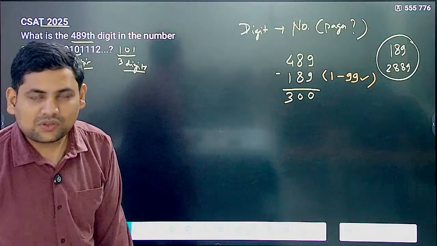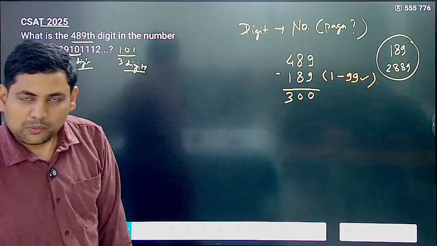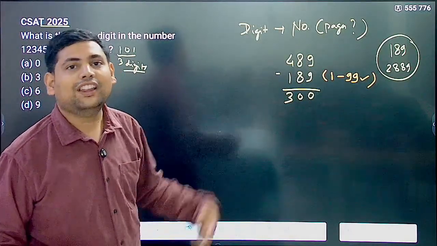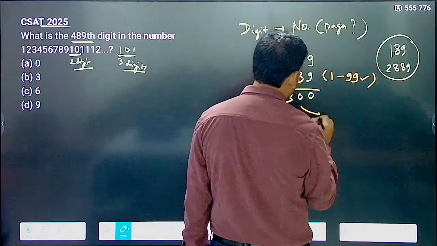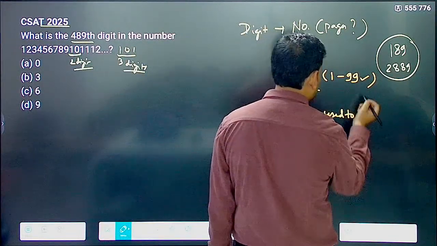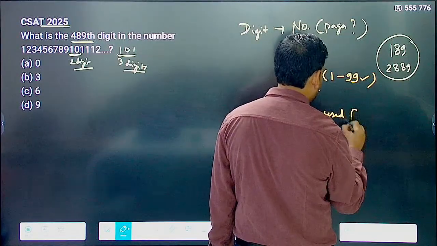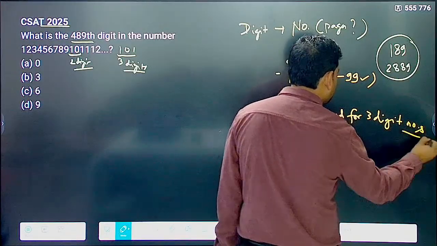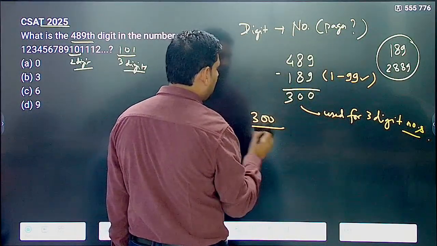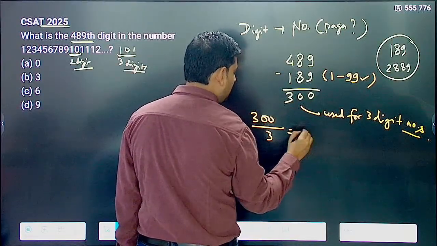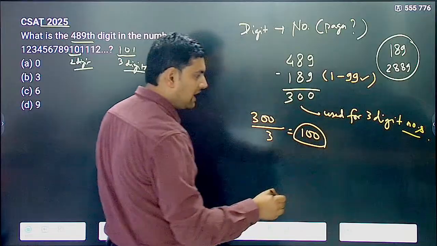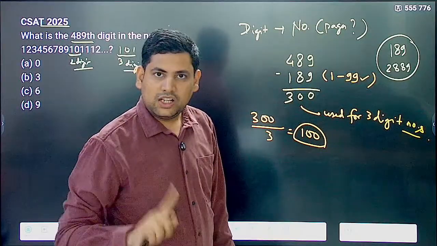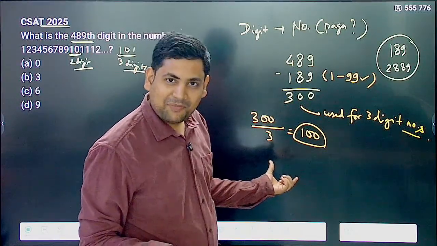This 300 will be used for typing what digit numbers? 3 digit numbers. For example, 100, 101, 102, like this. This will be used for 3 digit numbers. So I take here 300 by 3. What I get? 100. That means 1 to 99 was done, 100 more pages I can count.